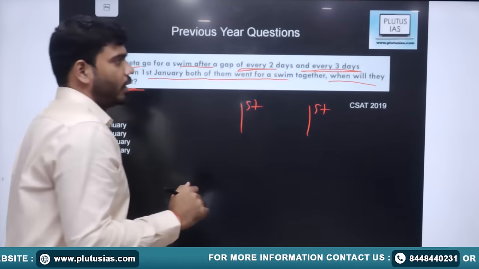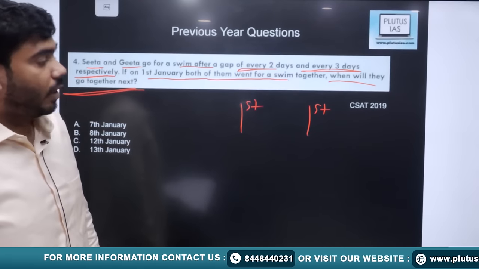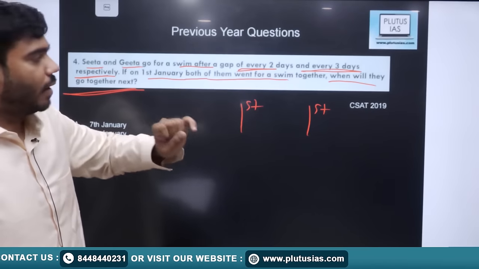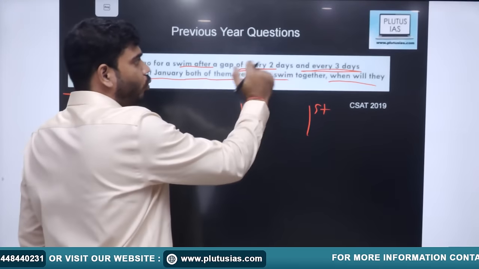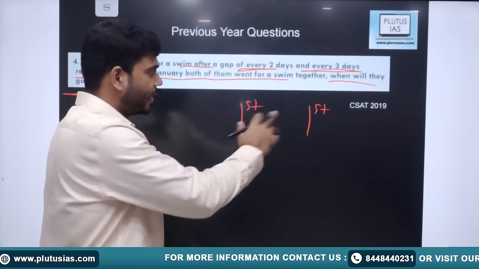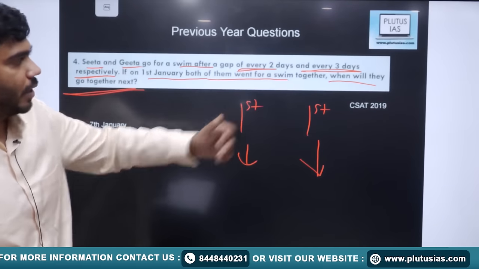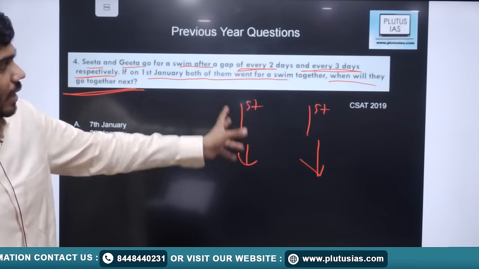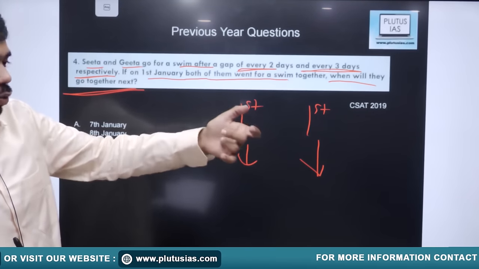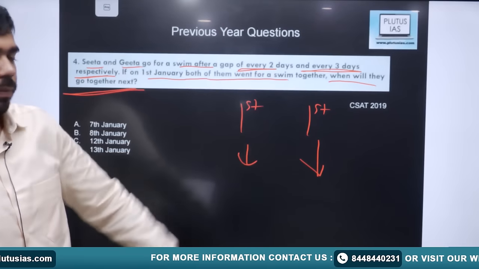They will be going together after a certain period of days, and that period will be the number which is a multiple of both 2 and 3. Since we keep adding multiples of 2, we get the times when Sita goes swimming, and when we keep adding multiples of 3, we get the times when Geeta goes swimming. So their LCM, when added to the starting date, will give the closest date after the 1st when both go swimming together again.